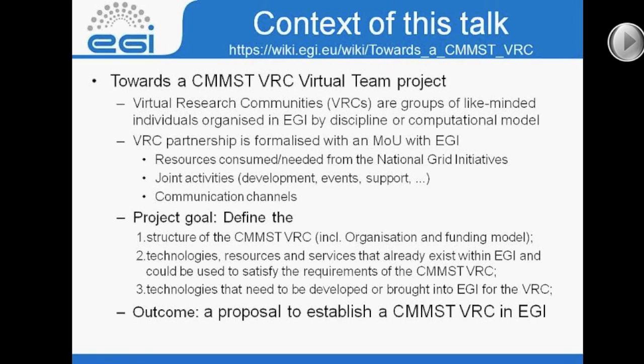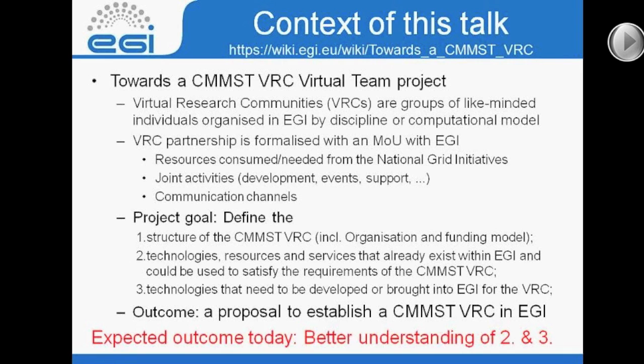We need to define the technologies, resources, and services that already exist in EGI and should be allocated for this new VRC in order to work effectively, and identify technologies and services that don't exist at the moment in EGI and should be brought into EGI by this VRC or by any other members of EGI in order to facilitate the efficient work of this computational and material sciences community. So the outcome of this virtual team project that runs for 6 months should be a proposal on how to establish this virtual research community inside EGI.